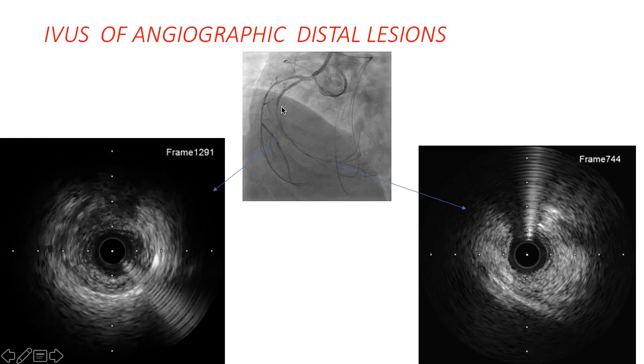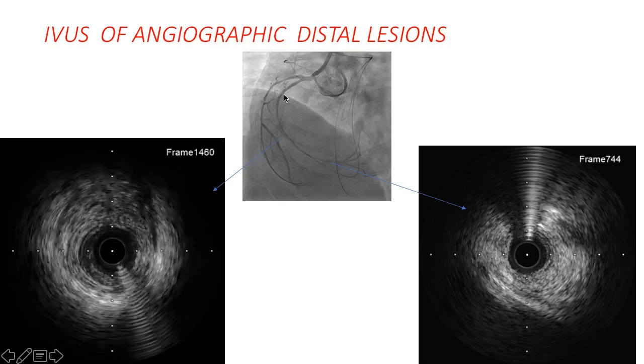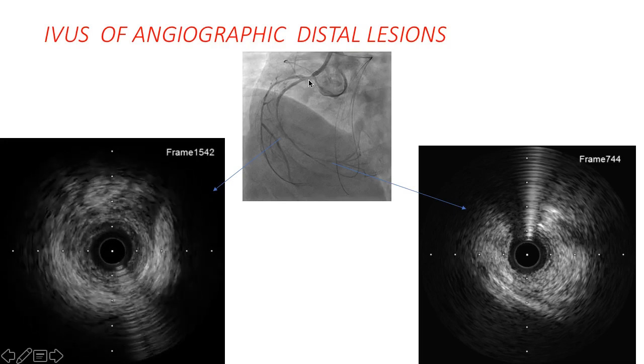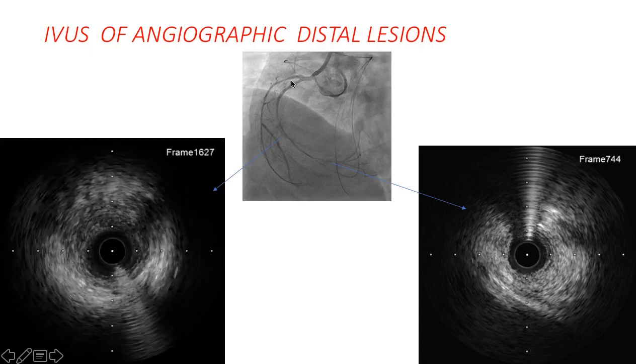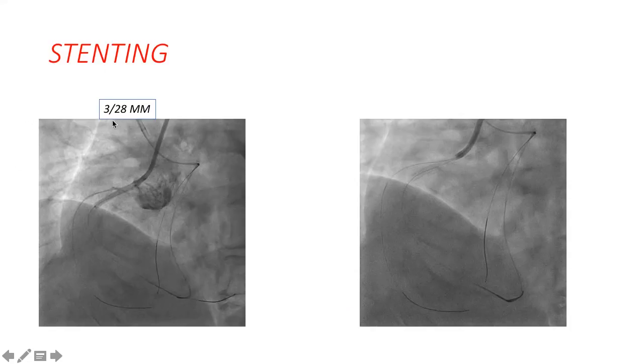So with IVUS, I marked the distal landing zone, that is the distalmost extension of the plaque, and then we stented. So the plaque was extending up to this point. You can see these are the IVUS sections at the distal RCA, not much of plaque. Here there is some amount of plaque, but still a dominant negative remodeling, and this is a block at the bifurcation, and this is the ostium. There is a huge block sitting there.